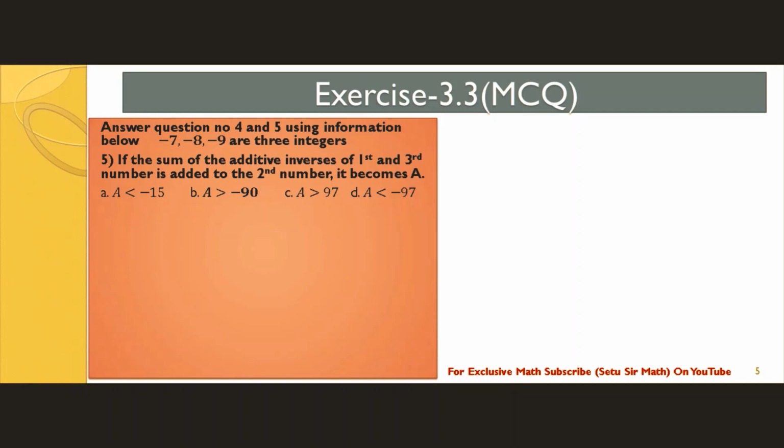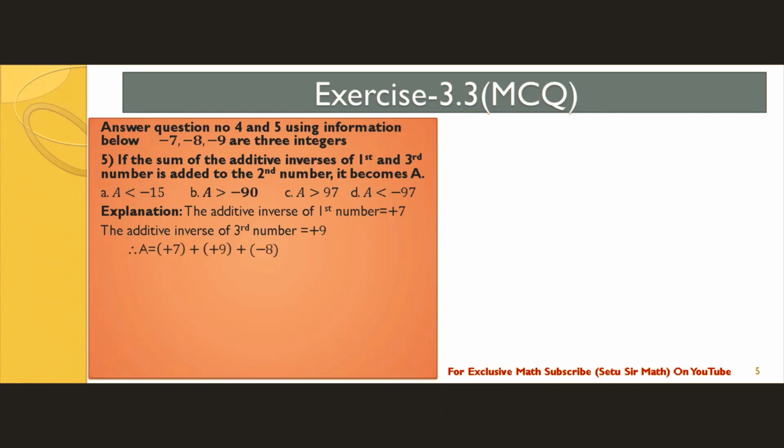The answer will be A greater than minus 90. So let's see the explanation. Additive inverse of first number is plus 7, additive inverse of third number is plus 9. We have to make the sum of the three numbers, this plus 7 plus 9 and with plus minus 8. So this is the sum, plus 7 plus 9 plus minus 8, because the second number will not be changed.